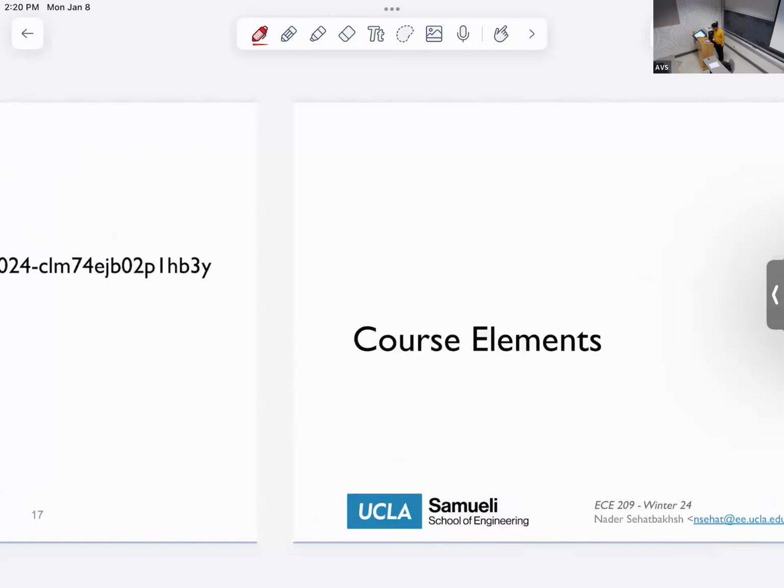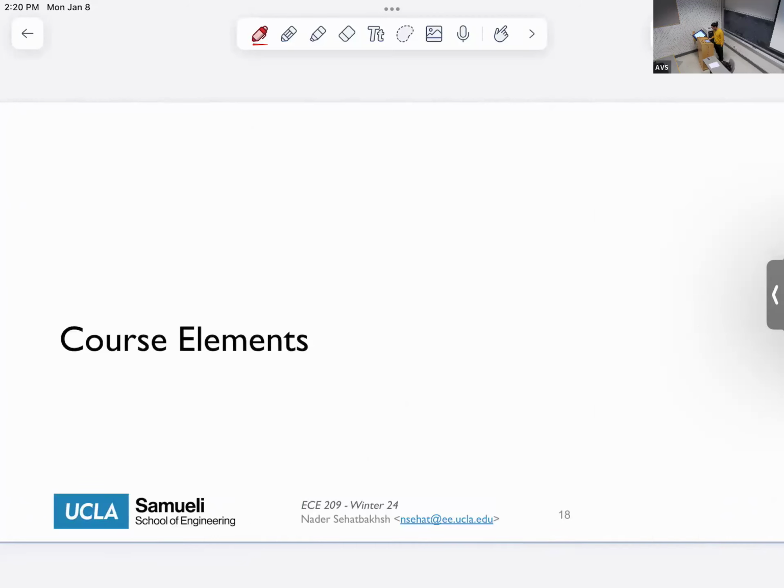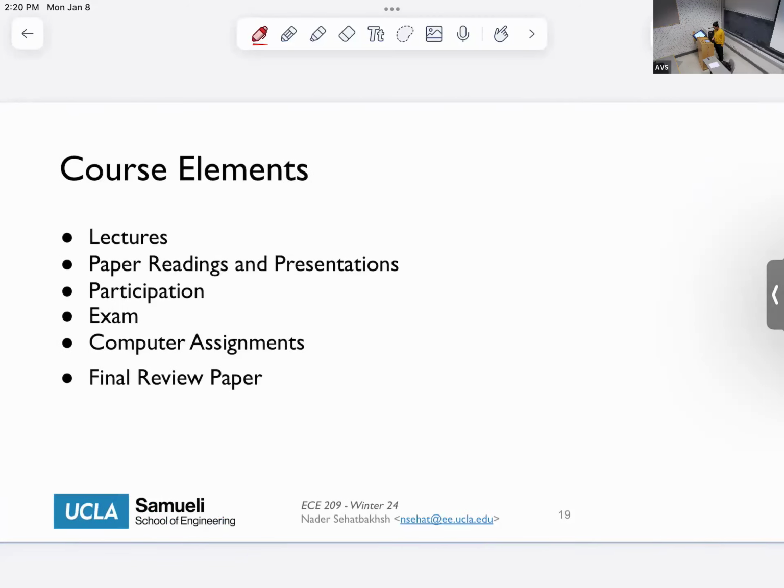Okay, all right, so let's talk about the course elements. There are a bunch of different things. I want to break it down for you guys. And then, of course, you can always come back to this set of slides and this recording to learn more about this. Especially for the paper presentations, it's important to follow the exact format that I'm explaining to you, okay?